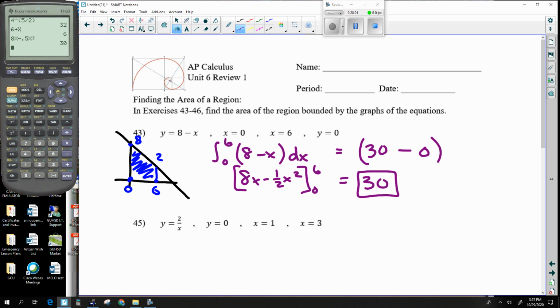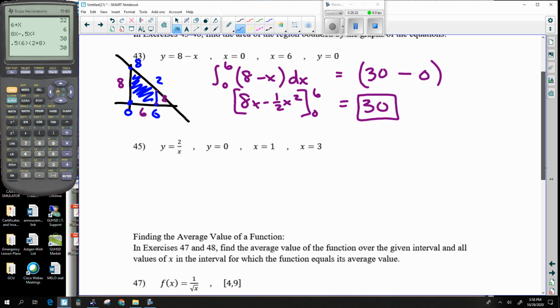Again, this would be a height of 6 with a base 1 of 2 and a base 2 of 8. So that is a trapezoid. So that'd be 1/2 the height of 6, base 1 plus base 2. So you could solve it geometrically if you really needed to.